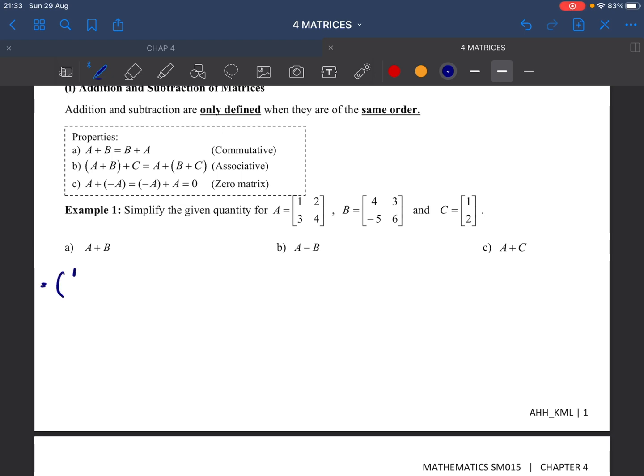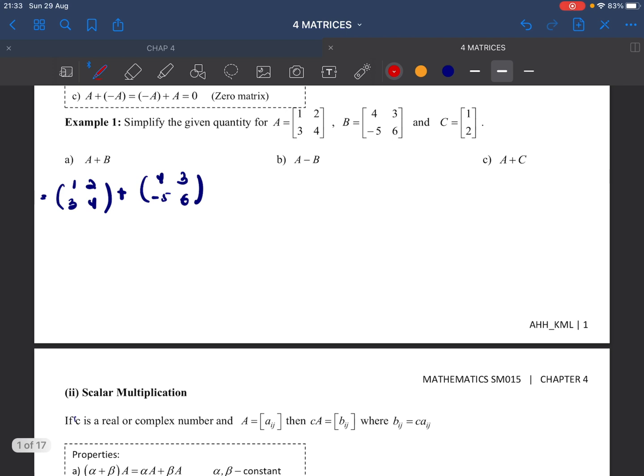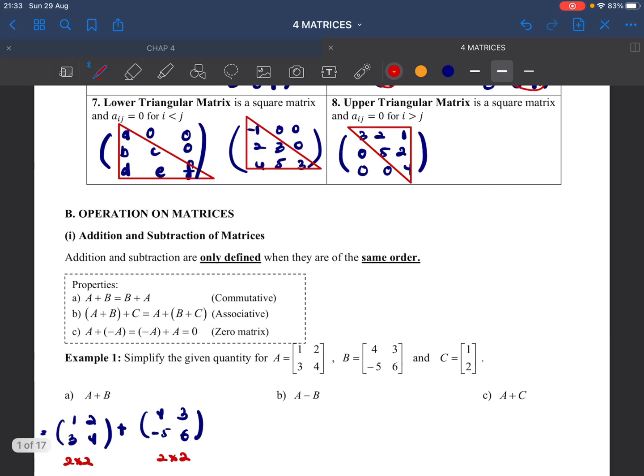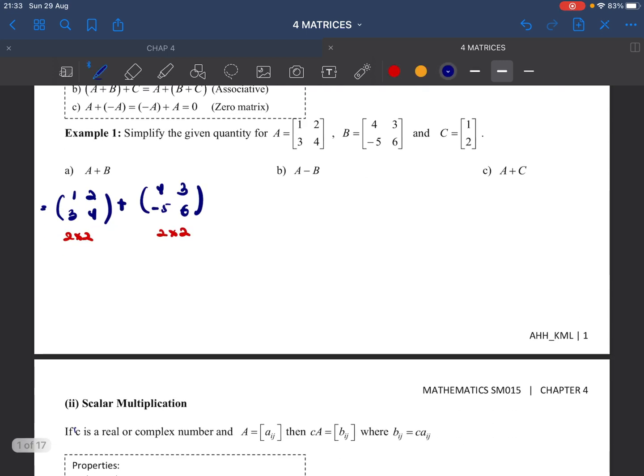So we will have 1, 2, 3, 4 plus 4, 3, negative 5, 6. Okay, you have to check every time you do your operation, you have to check your order. So this is 2 by 2 matrix, this is 2 by 2 matrix. Okay, for addition and subtraction, it has to be in same order. Okay, so ini kita boleh tambah lah. So we will have 1 plus 4, jadi kena kat tempat yang sama. So we will have 5, and then 2 plus 3, we will have 5, and then we have 3 plus negative 5, we will have negative 2, and then last one, 4 plus 6 is equals to 10. So this is the answer.